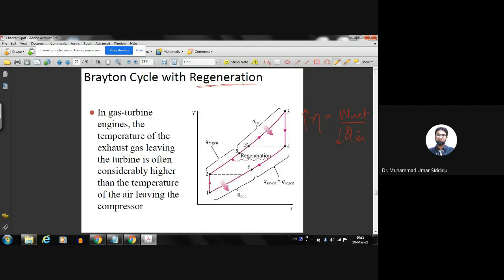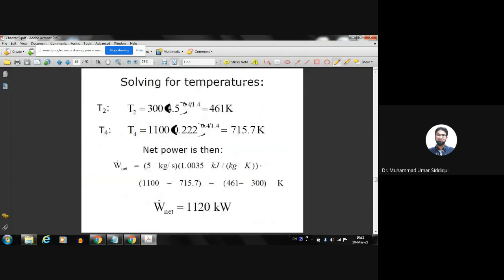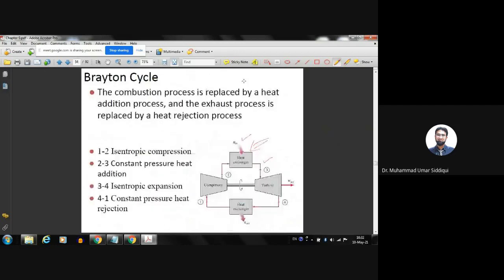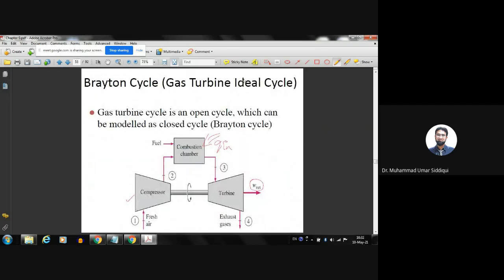So let's first talk about what regeneration is. When we say regeneration, it means to regenerate something, to reproduce something, to reuse something. If you look into the cycle, this is our basic cycle. In this cycle, we are supplying the energy at the combustion chamber, and this is our Qin. We are supplying it in the form of a fuel. As the fuel mixes with the air, combustion takes place and heat is added to the air.